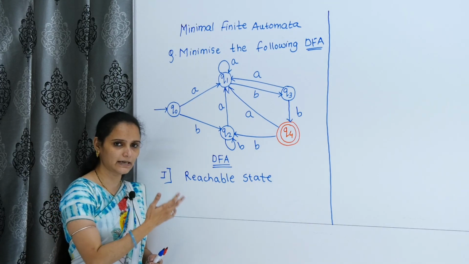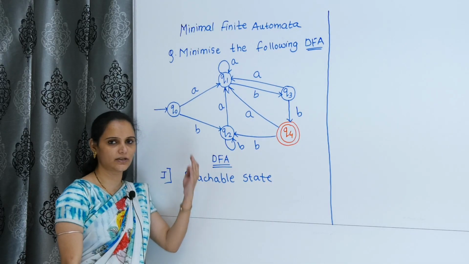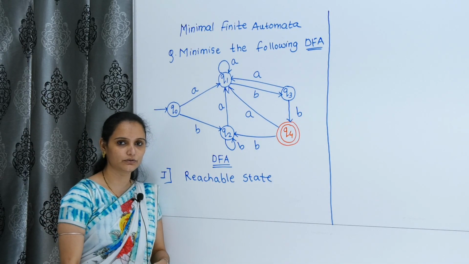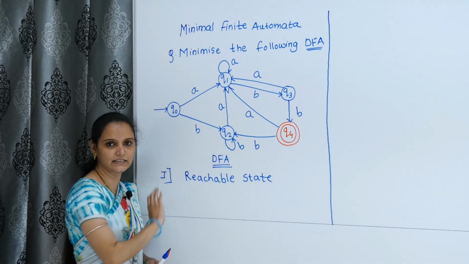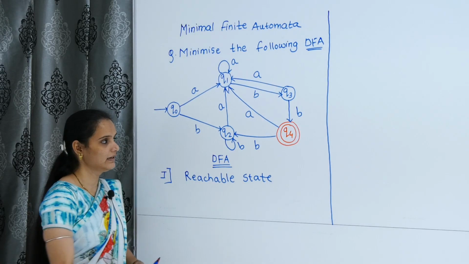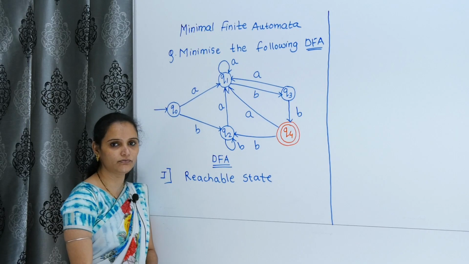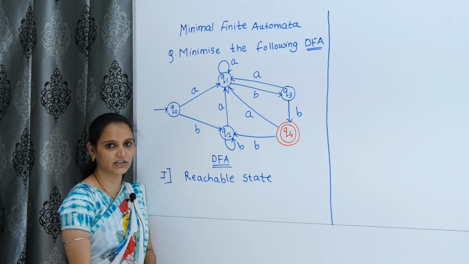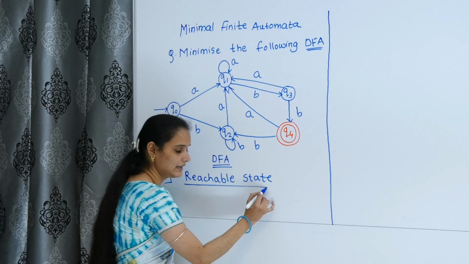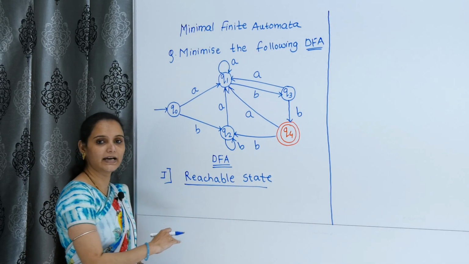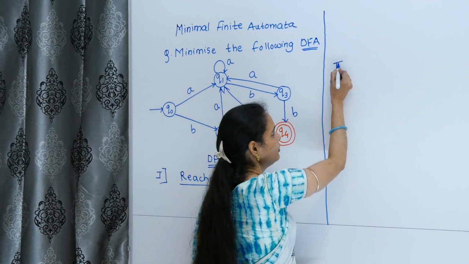In some diagrams it may be that a state is not reachable from the initial state. Then what are we going to do? We directly remove that state from the transition table. In this diagram all the states are reachable, so there is no necessity of removing any state in step number 1. So the reachable states are clear, and we move towards the next step, step number 2.